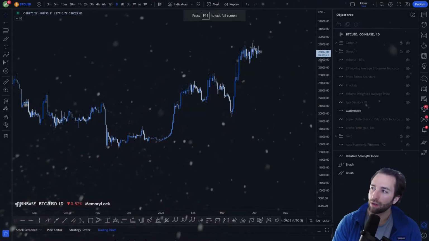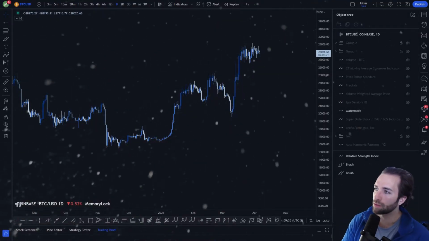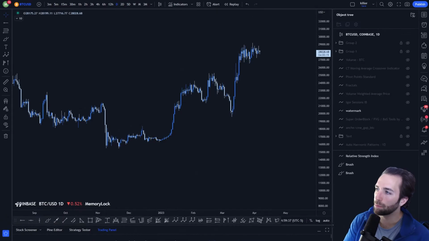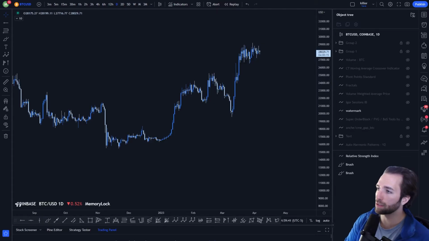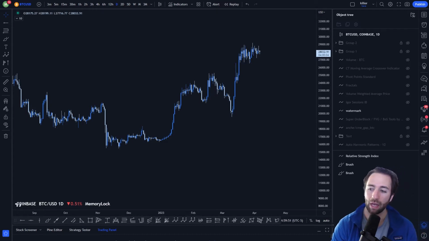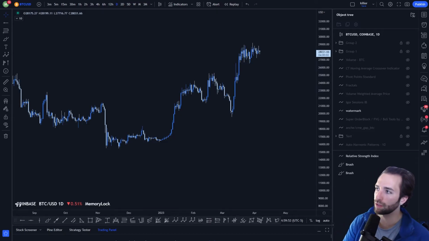Hello everybody, welcome to today's tutorial. We're going to take a look at naked point of controls. Now these are horizontal levels that act very similar to, let's say, a monthly, weekly, and daily horizontal level that can act as support and resistance. I do have a tutorial on these called horizontal levels. I encourage you to watch those first if you don't already understand that concept.